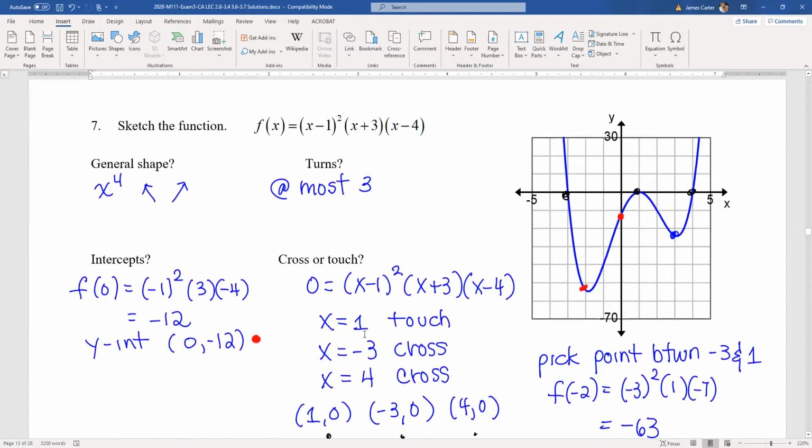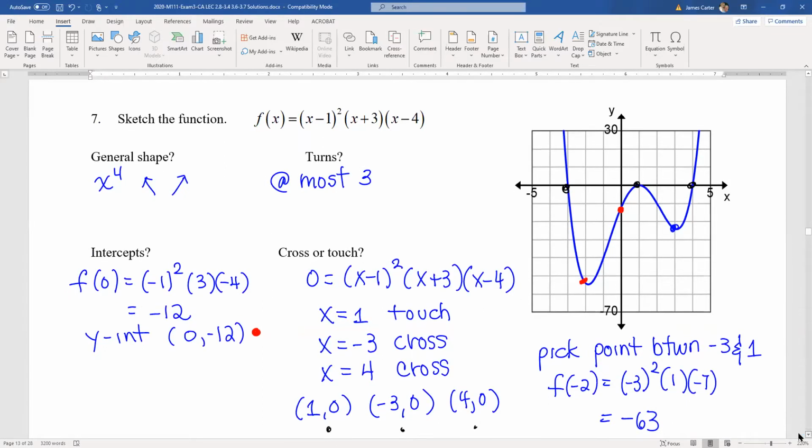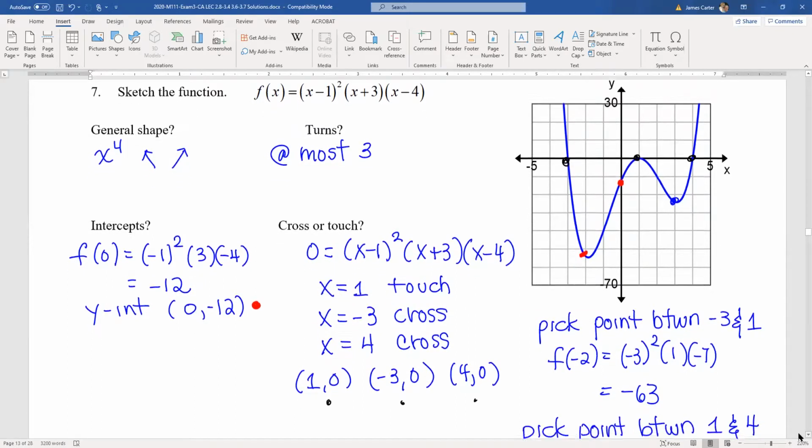Okay, so let's sketch this one. What's our total degree? 2, 3, 4. So this thing's going to be W shaped. Here's our general shape with a 4th degree equation. We're going to have at most 3 turning points. Well, let's look over here. 1, 2, 3. 3 terms.